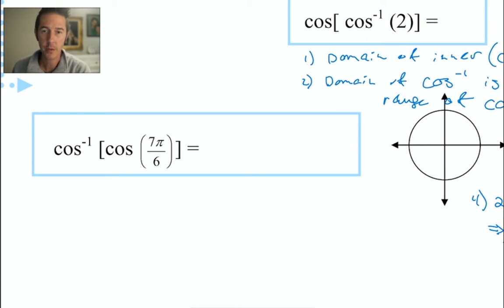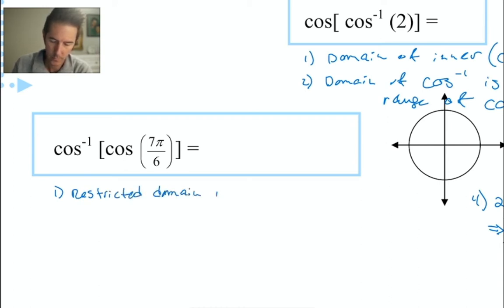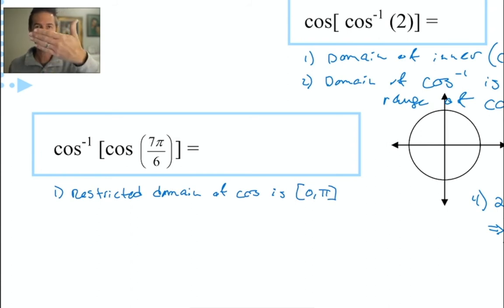Let's go through pretty much the same process. What's the domain of the inner function? Step 1, what's the domain of the inner function? What's the domain of the restricted cosine function? Zero to pi is the domain of the restricted cosine function, so that if you took your piece of paper and you flipped it diagonally, the resulting graph would still be a function.